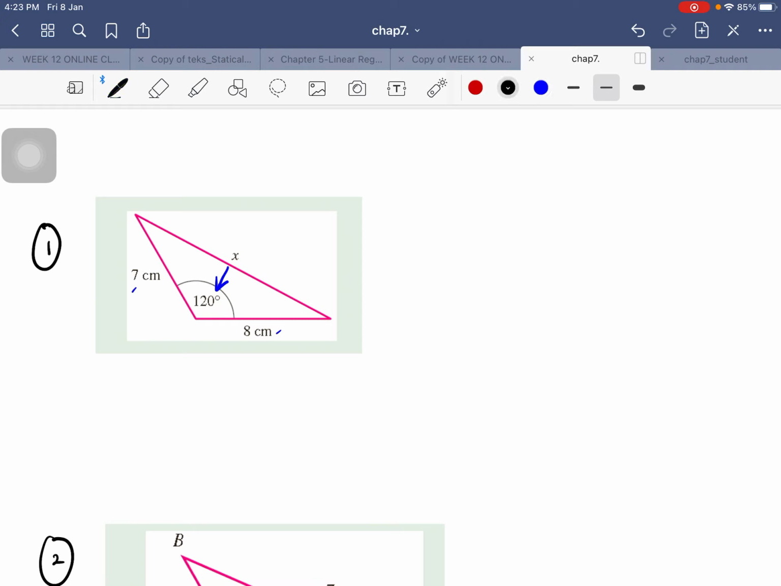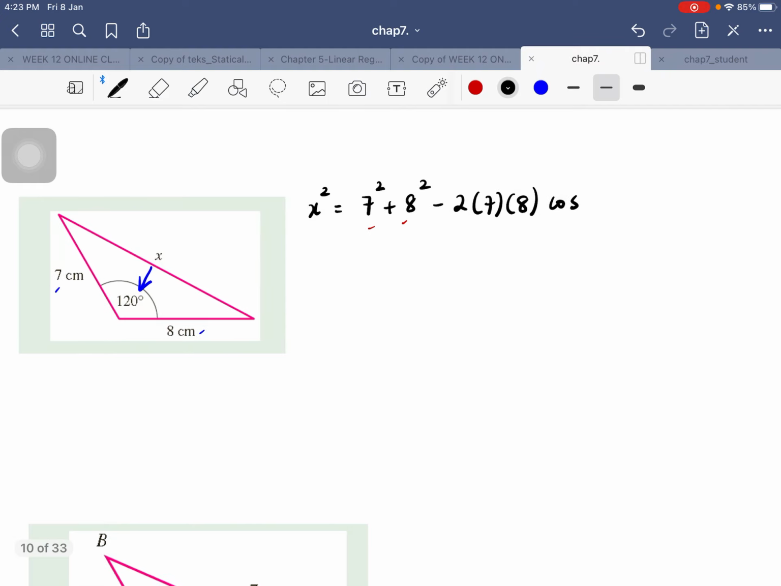So according to the rule, x squared is going to equal both of these lengths squared, 7 squared plus 8 squared, minus 2 multiplied by 7 multiplied by 8, and cos of, here the angle opposite the length is going to be cos of 120 degrees. So when we calculate 7 squared plus 8 squared minus 2 multiplied by 7 multiplied by 8 and cos of 120, I'll get a value of 169.